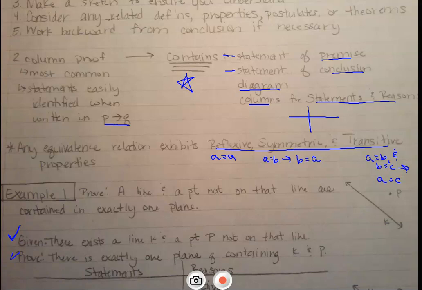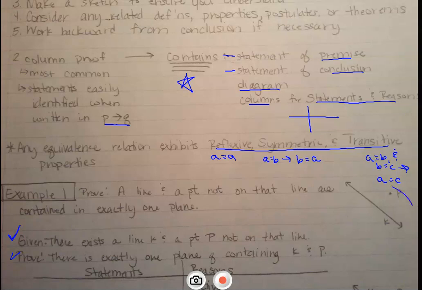There is exactly one plane, oh, one plane Q, sorry, one plane Q containing K and P. So there's that statement of conclusion.